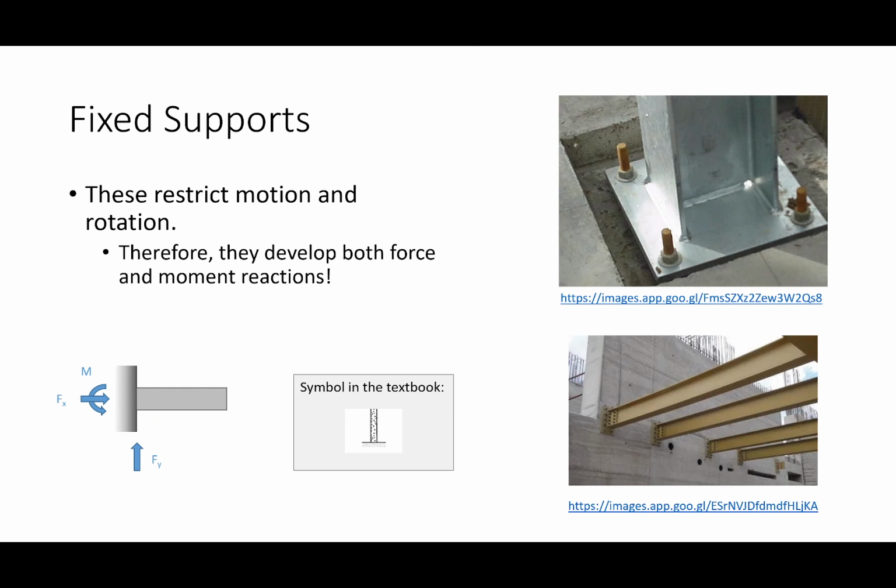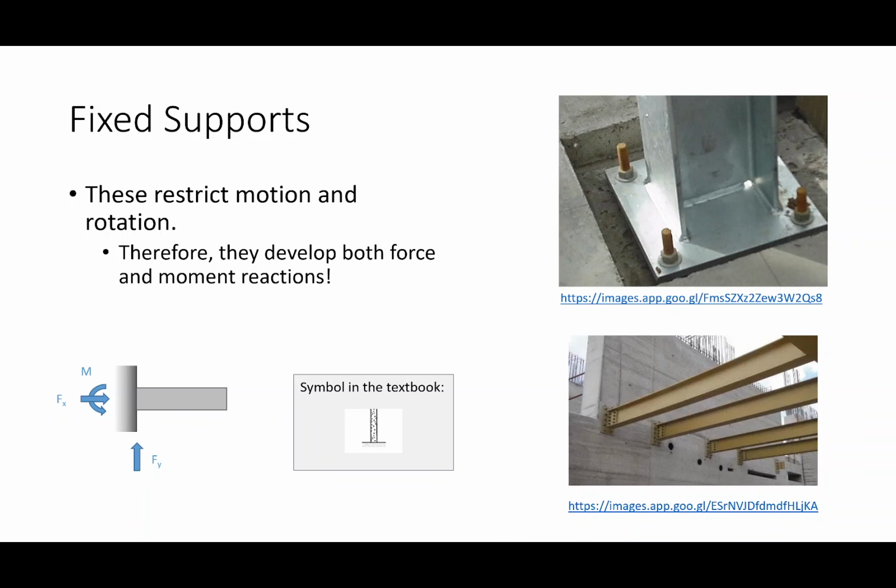Okay, fixed supports. You'll see me draw that with a line and maybe a little shading or a little squiggle there. Fixed supports we consider to be completely fixed. In other words, they prevent translation and they prevent rotation. They are strong enough to develop both a shear reaction and a moment reaction.